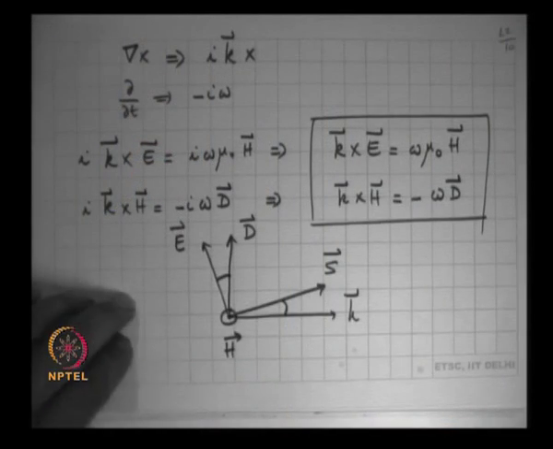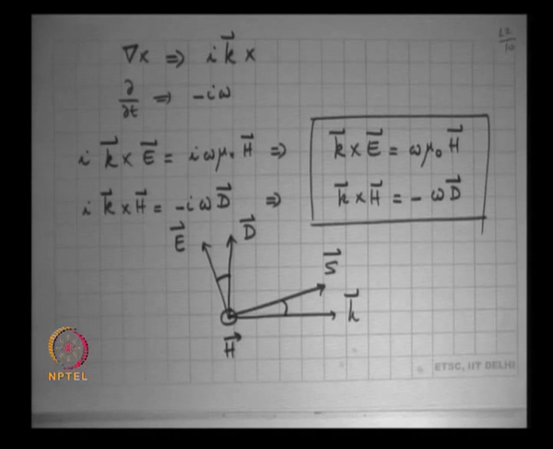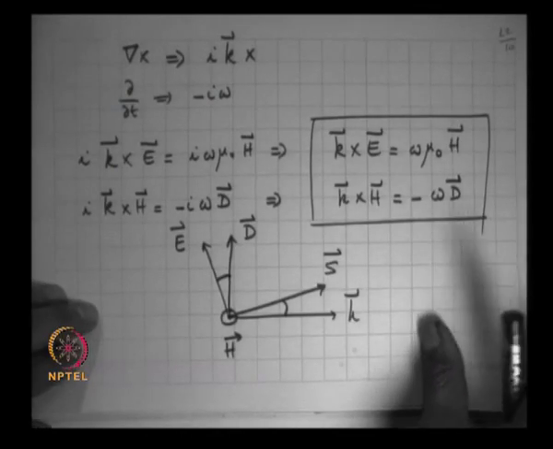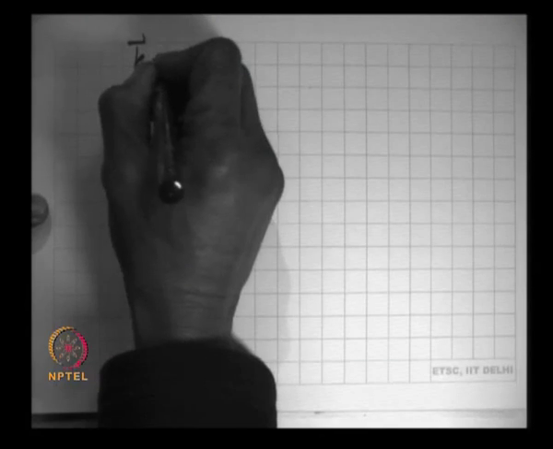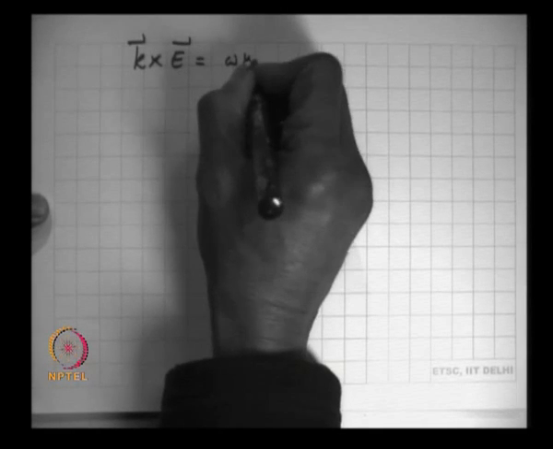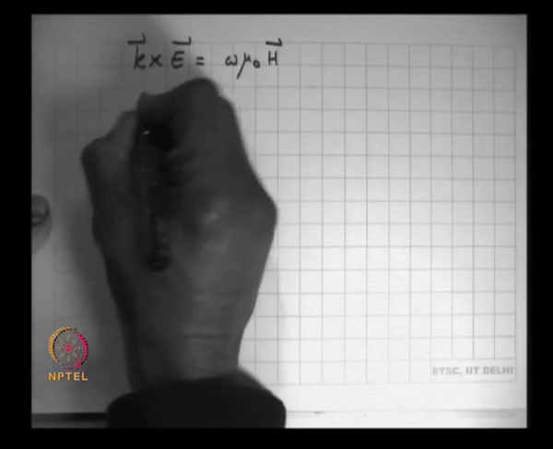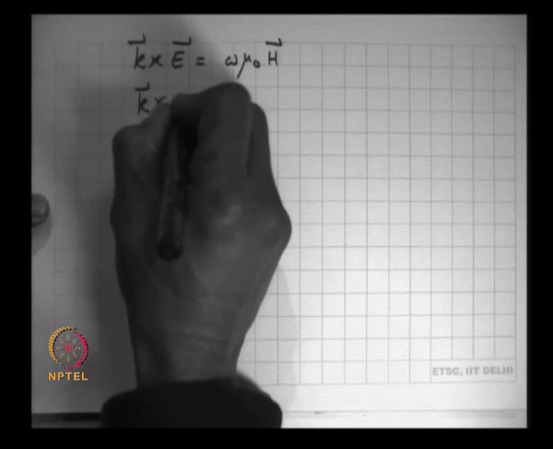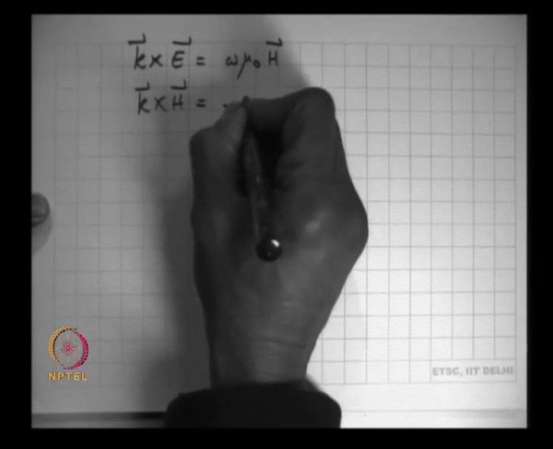So, our objective is now to use this set of equations to find out what are the values of refractive indices that the wave will propagate with and with what polarization states. So, we use these two equations. Let me write these equations again. k cross E is equal to omega mu naught H and k cross H is equal to minus omega D.